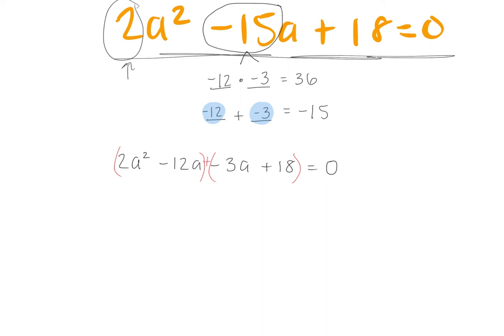Isabella? 2 and something else. Paula? No, it's positive 2. Brooke? 2a. Don't they both have an a? Okay, so if we take out 2a, we're just going to get a minus what? 6. And then the negative 3a and the 18. What can we pull out of there?